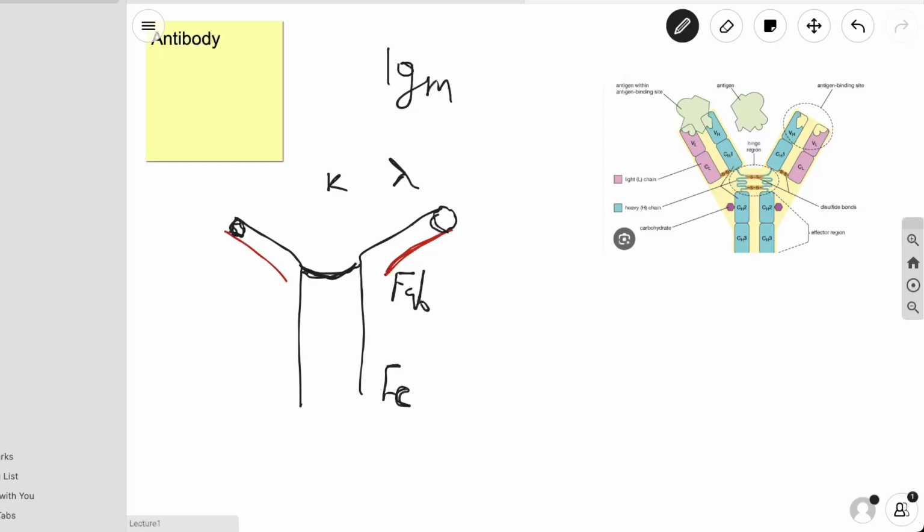Let's go looking at the structure. What bond holds this heavy chain and light chain together? The bond holding the heavy chain and the light chain together, we call it the disulfide bond. The disulfide bond links the heavy chain and the light chain, as well as the two heavy chains together. So it links all this. Look at this structure here. Look at this disulfide bond towards this region.